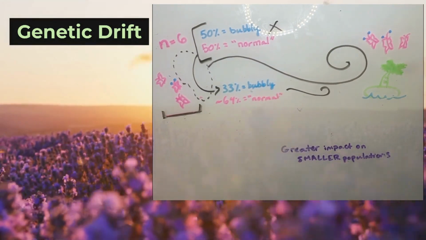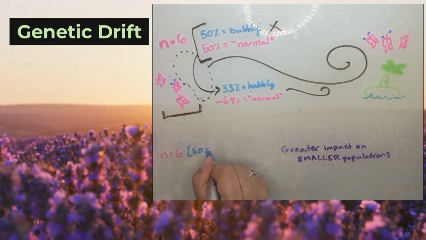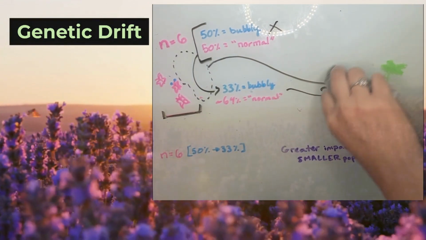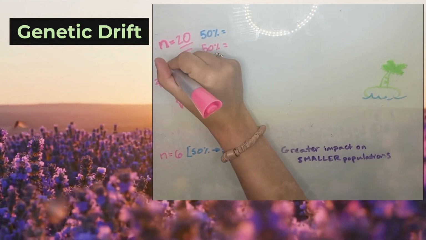But what if our starting population had 20 individuals? We're going to go ahead and note our change down here. Okay, so what if our starting population instead had 20 individuals?